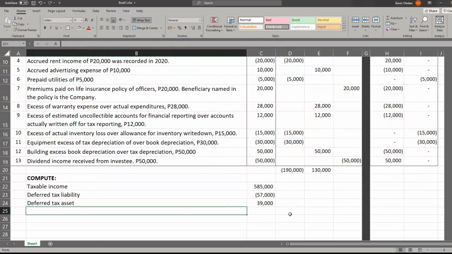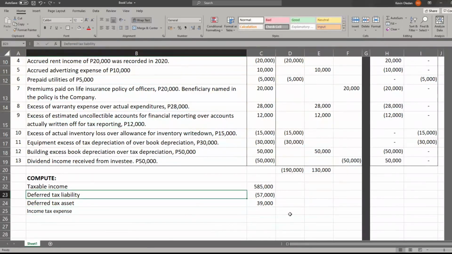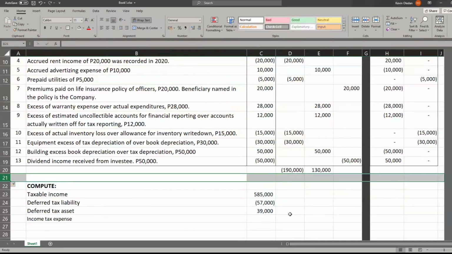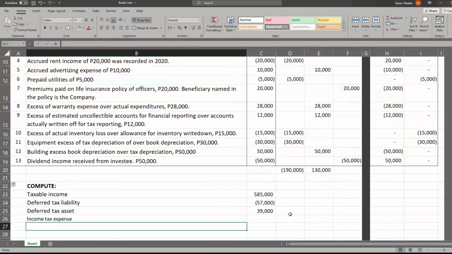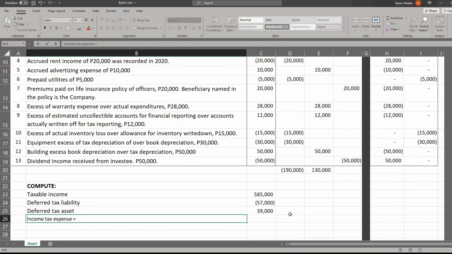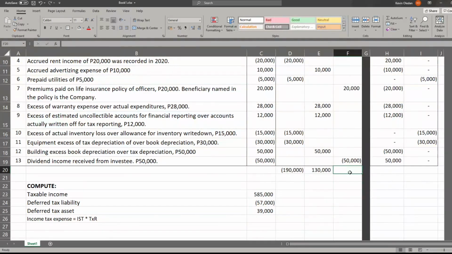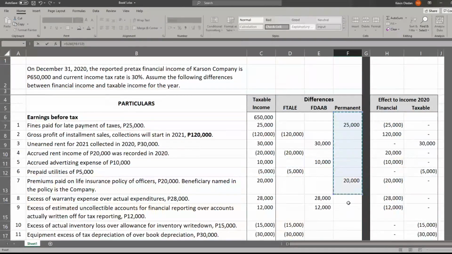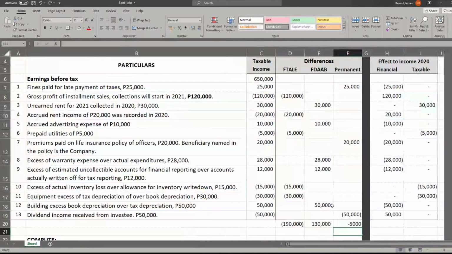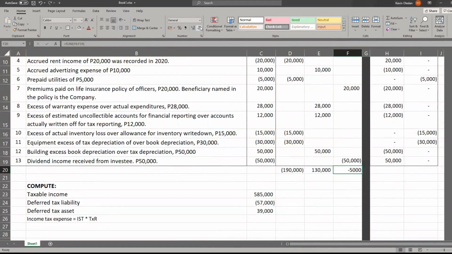Additional requirement. Kung tatanungin ka, magkano ang income tax expense? Ano sagot mo? Income tax expense is equal to income subject to tax multiplied by the tax rate. Your income subject to tax is earnings before tax plus or minus permanent differences. So if I'm going to sum up, magkano yung permanent differences natin? Ito yon. Yan po. So merong negative 5,000 na net permanent differences.